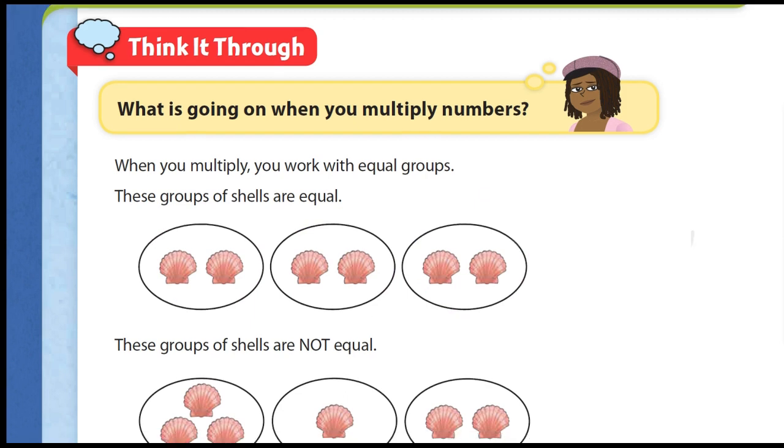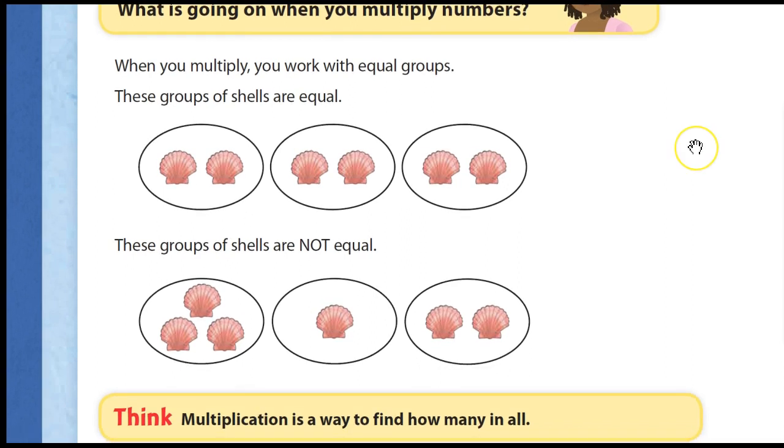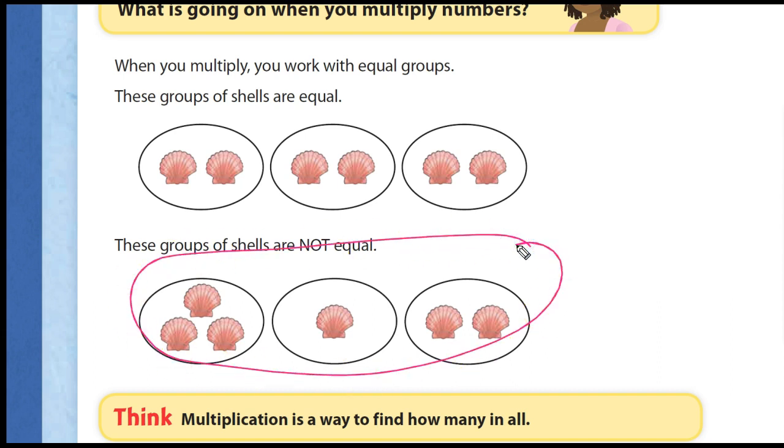Now let me ask you this. Are these shells equal, the ones on the bottom right here? No, they're not, because they don't have the same number of shells in each group. They have different numbers. In order for it to be equal, I would have to add two shells here and then one more shell here. Then they would be equal, but not right now.